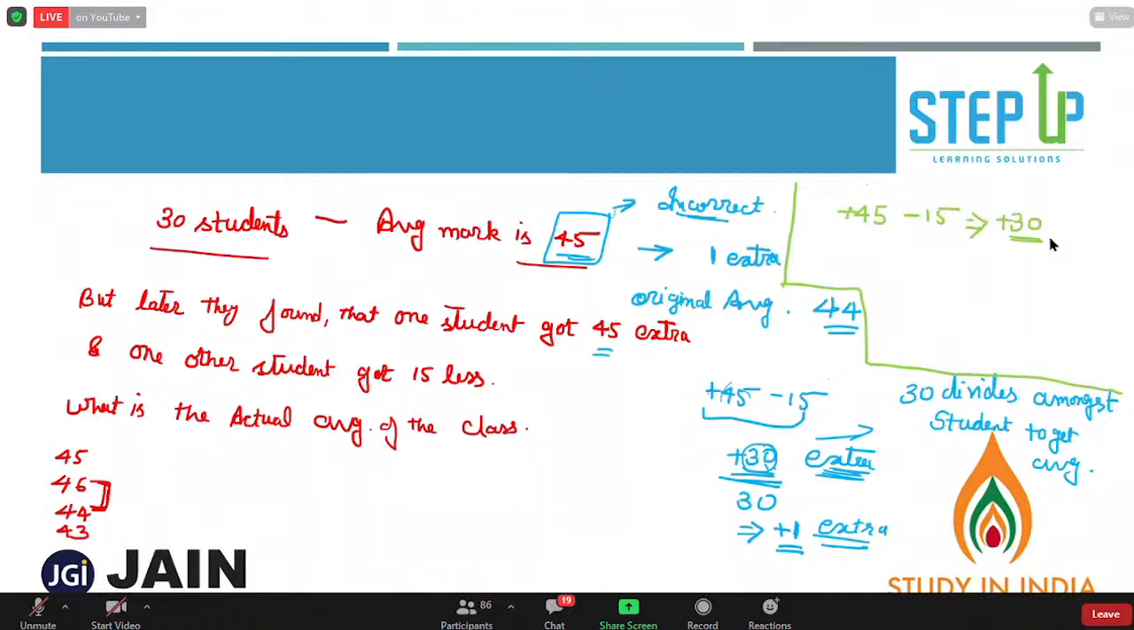One minute, I'll come to your point. Let me finish this and then I'll come to your point. Is that clear? 45 minus 15 is giving you 30.